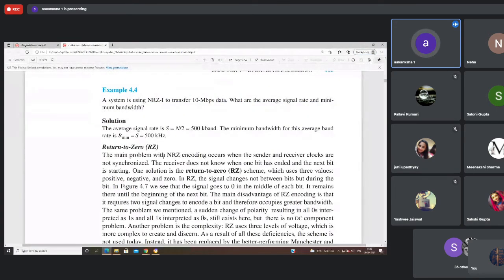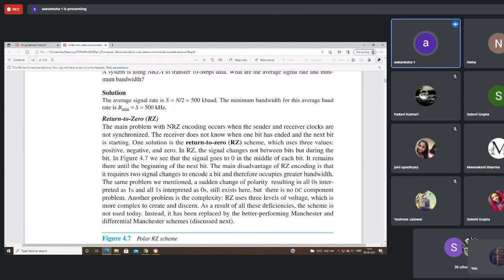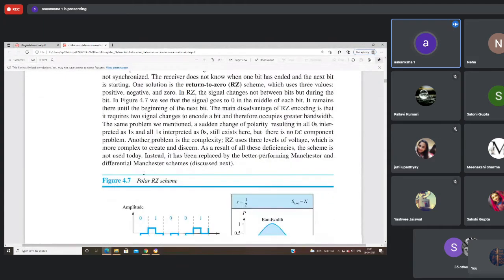The main problem with NRZ encoding was when the sender and receiver clocks are not synchronized. The receiver does not know when one bit is ending and the next bit is starting. We have a solution for that, the return to 0 scheme, which uses three values: positive, negative, and 0. In the RZ scheme, the signal changes not between bits but during the bit. We can see here.